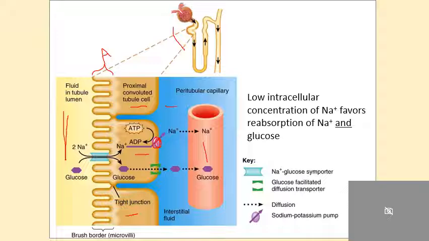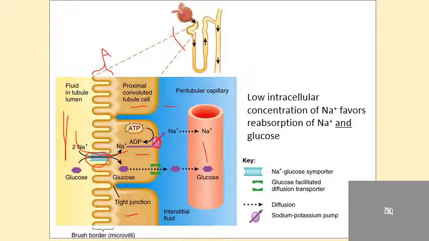That favors the movement of sodium into the cell from the filtrate. So there is a concentration gradient for sodium that's, air quote, pulling or driving sodium into the cell across the apical membrane. This is our symporter here, shown in light blue.